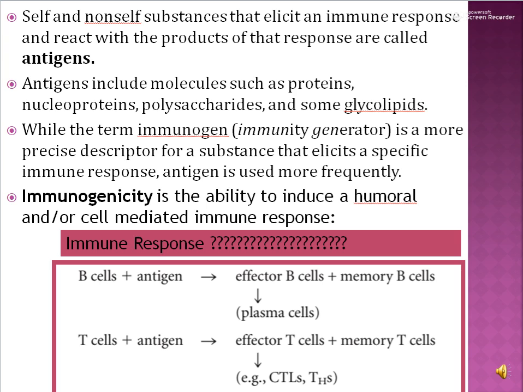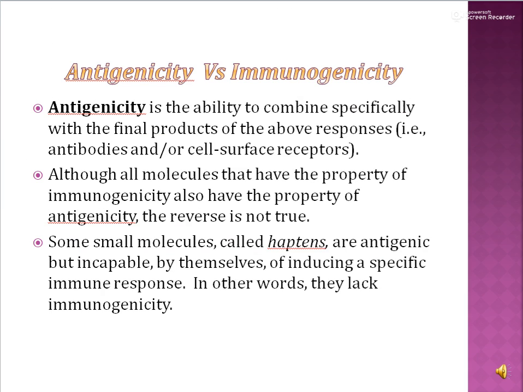So you have to put a demarcation: if a substance is immunogenic, it will elicit an immune response. That is, it will either trigger B cell activation and induce humoral immunity, or it will activate the cell mediated immune response, as well as interact with the products of these immune responses. That is, either it will interact with antibodies, or it will interact with the activated effector T cells. So a substance being immunogenic indicates that it will elicit an immune response and interact with the products of that response. But the term antigenicity only means that it has an ability to combine specifically with the final products of the immune response.